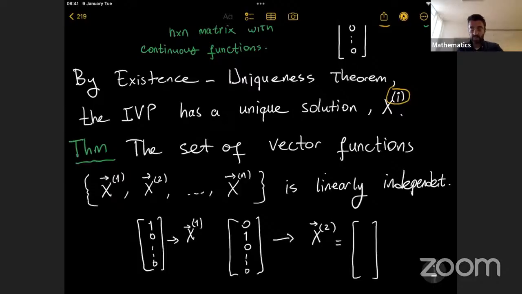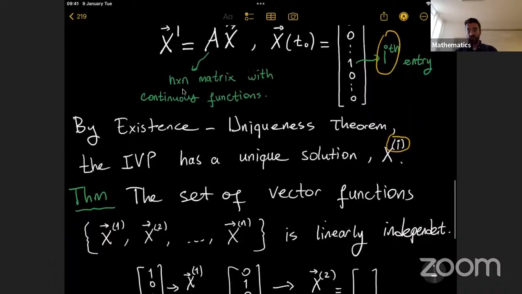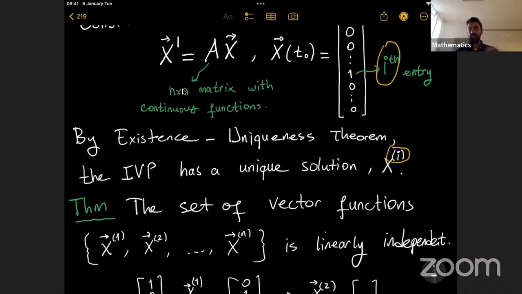So these are all solutions. For each, we have one solution, a unique solution. x1 is the unique solution of a unique IVP, because the IVP changes when you change the initial condition. For each initial condition, you have one IVP and you have one solution. And we give a name for this.